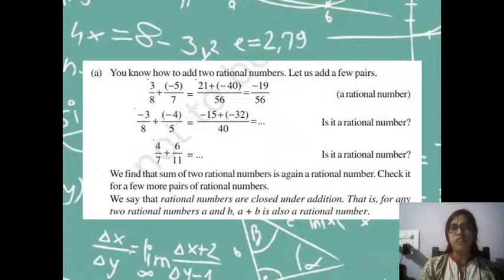So let us add a few pairs here. Here we have got one pair, and here another pair. These are the two pairs. Understood? So now a rational number, let us check it now: 3 by 18 plus minus 5 by 7.